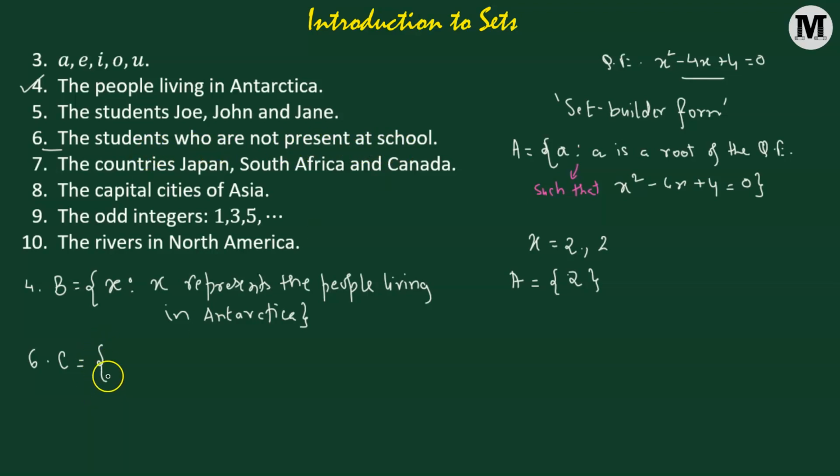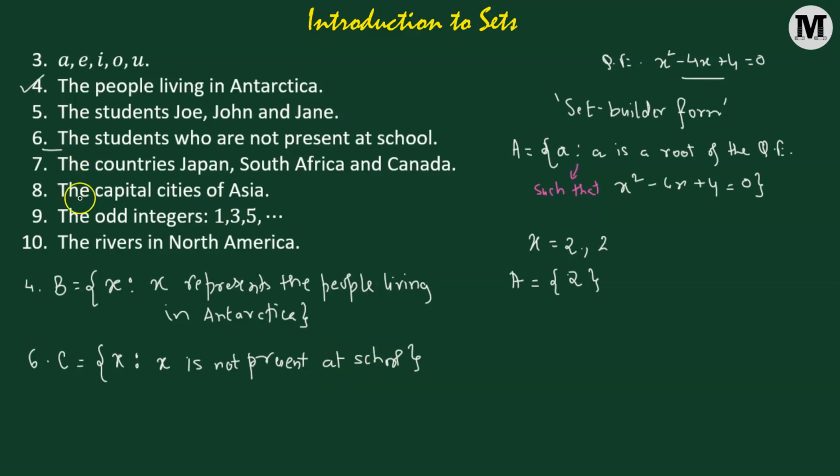So we can represent it as C is a set which contains the elements X. Let's assume that X represents the students. So C is the set which contains all the students, which we are denoting by X, such that X is not present at school.